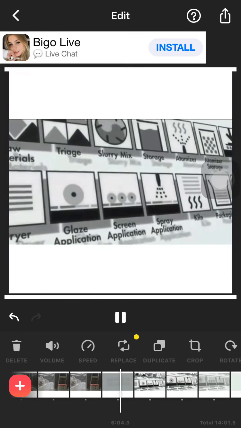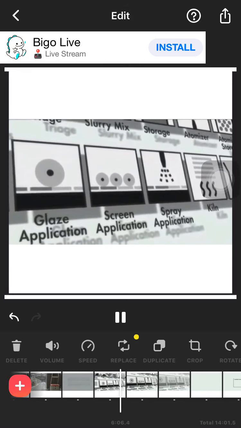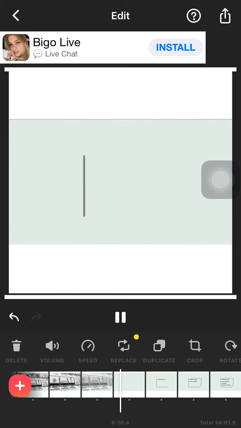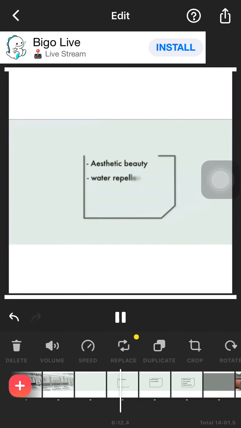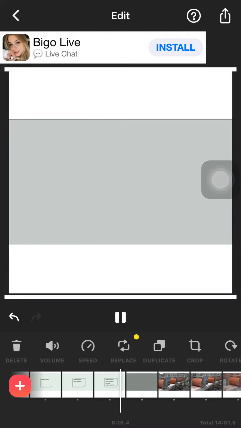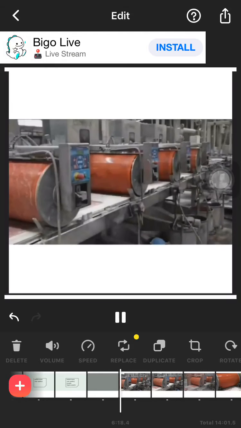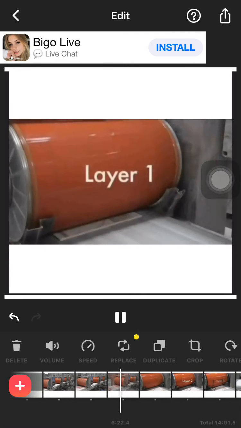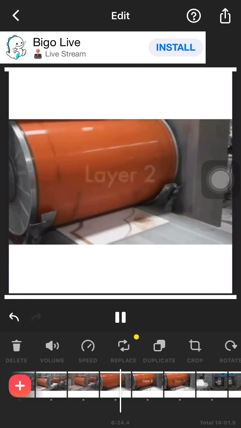Glazing and screening serve both a practical and artistic purpose. They form an important part of the finished product because they provide aesthetic beauty, water repellency, durability, and hygienic properties to the tile. Roller screens are commonly used to apply design and color, layer by layer, to the bisque of the tile.